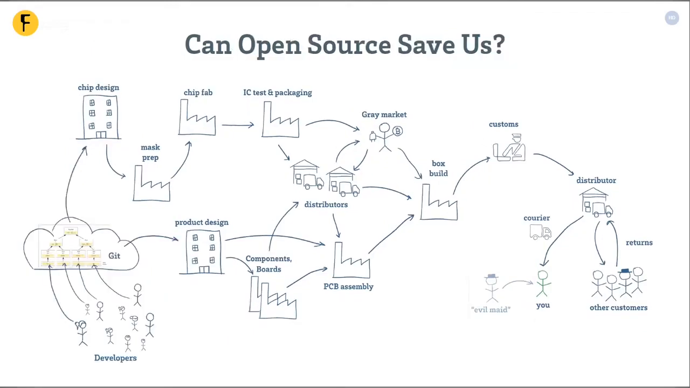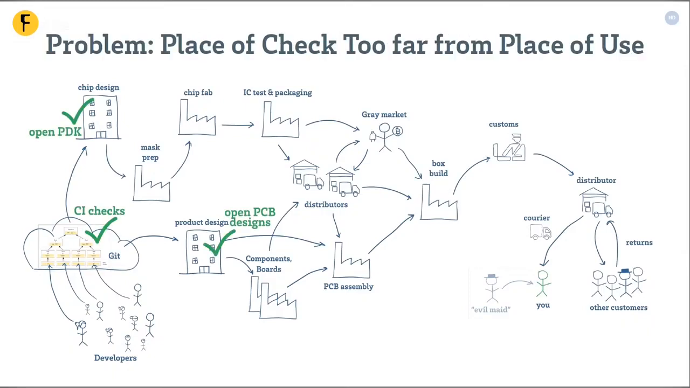So the question is, can open source save us? If we say now I've added to this picture in the lower left, developers who are contributing ideas to Git and then sticking them on the left-hand side here and then working it through the supply chain until it gets to the consumer. The problem ultimately with just using open source to solve the hardware problem is that the place of check is too far from the place of use. You can have your CI checks in the cloud, you can have an open physical design kit for the chip design, you can have open PCB designs, but then you're trusting this whole supply chain, customs, distributors, other customers to make sure that things come to you without being tampered with.